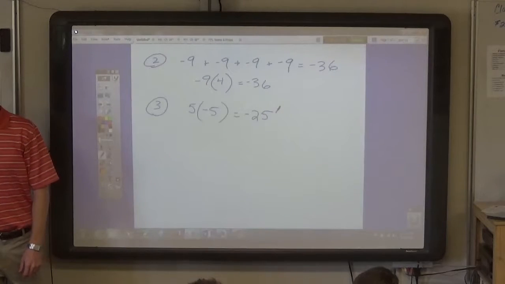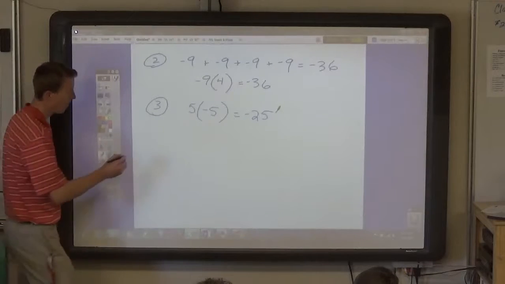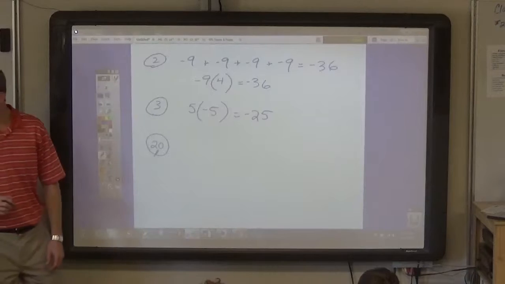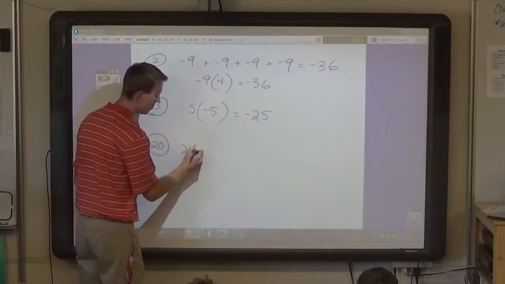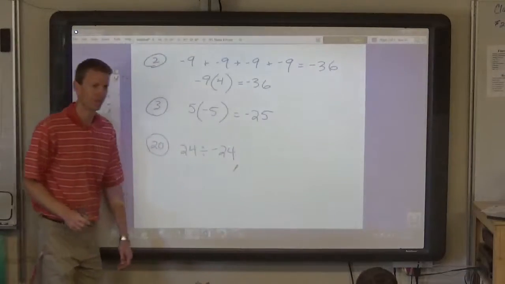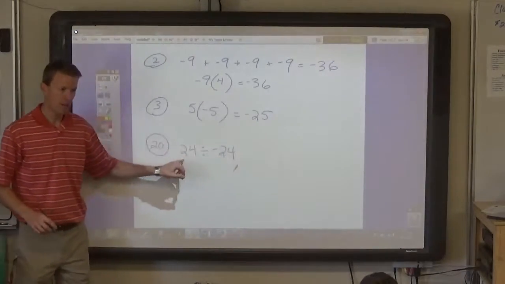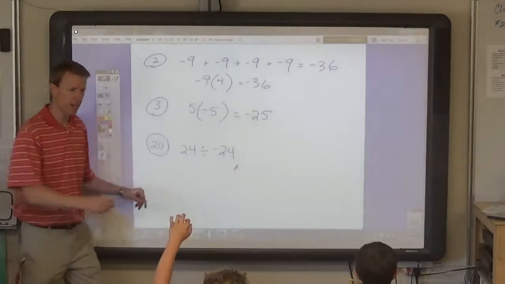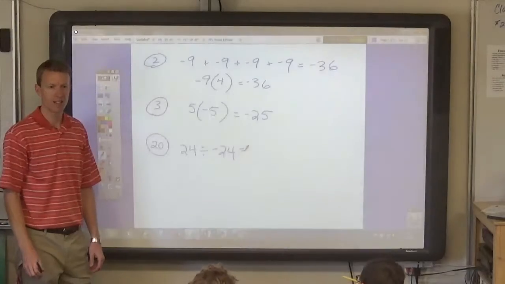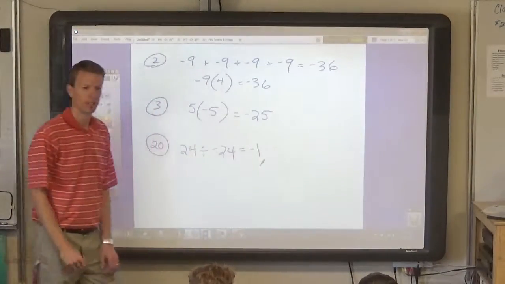Let's skip to number 20. Let's skip to division. 24 divided by negative 24. These numbers, they don't have the same sign, they have opposite signs, so the answer is going to be negative. What is the answer? Jen? Negative 1. Yeah.